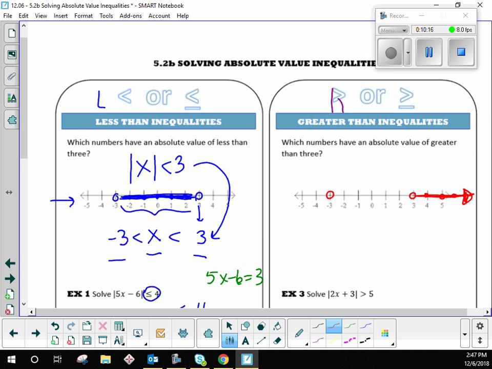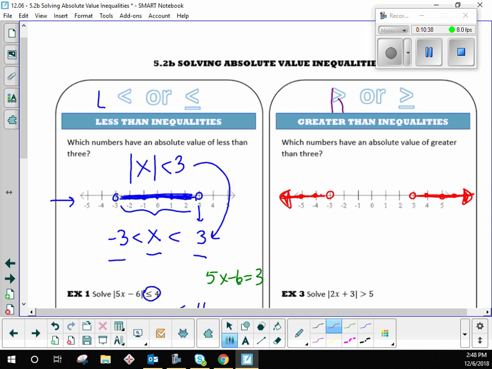What? -4, -5. Anything here, right? So kind of like any number that didn't work for less than works now for greater than. Oh, just because we're talking about absolute value.